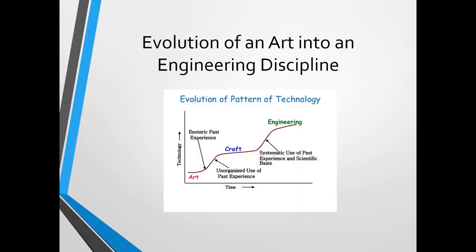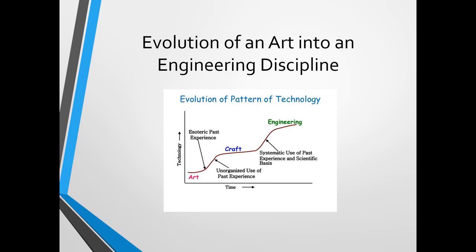Here we are actually representing an evolution pattern of technology. This is a schematic representation of this pattern of technology development. Here we can see that every technology initially starts as a form of art, and as time goes on, it graduates to a craft and finally emerges as an engineering discipline.